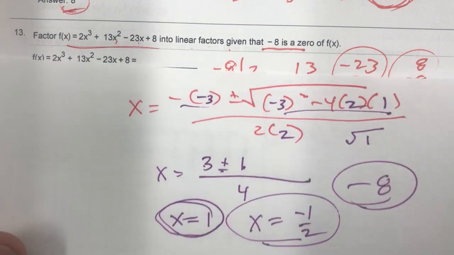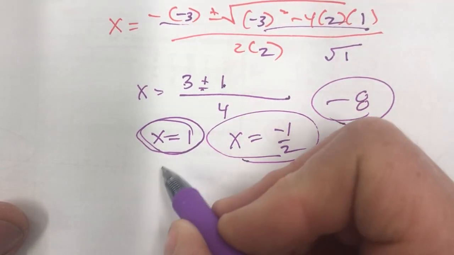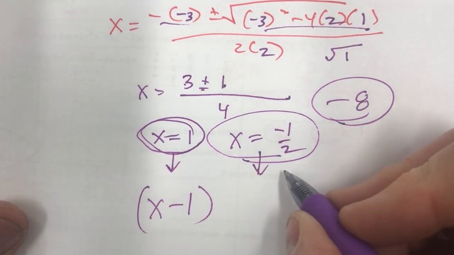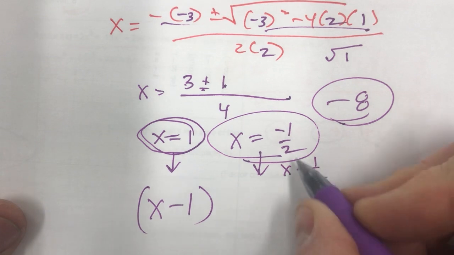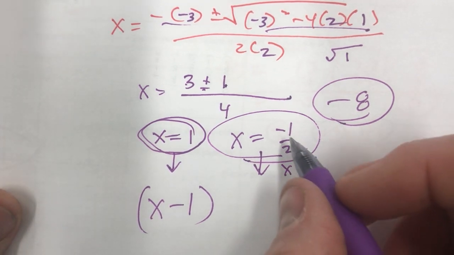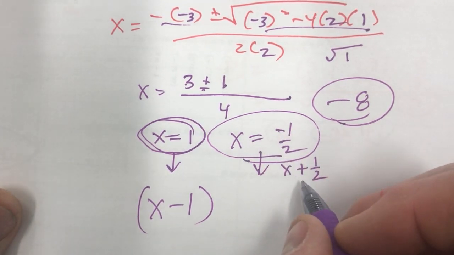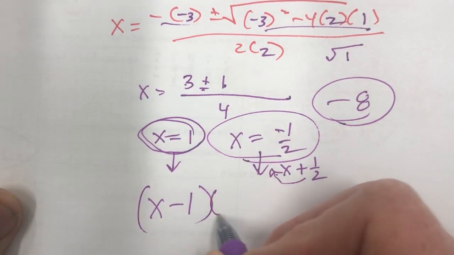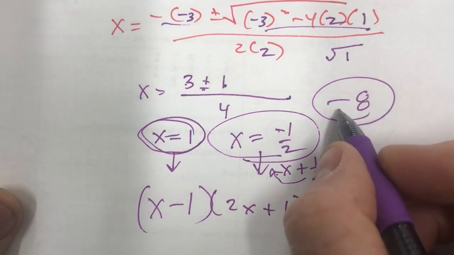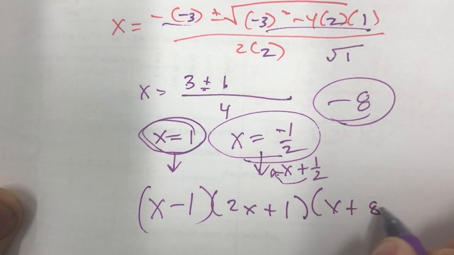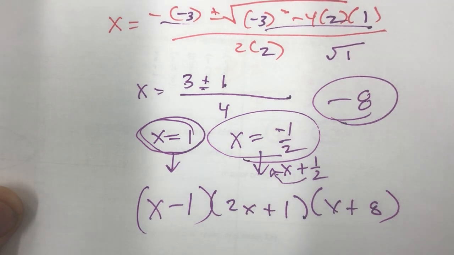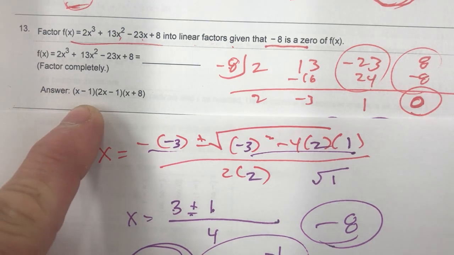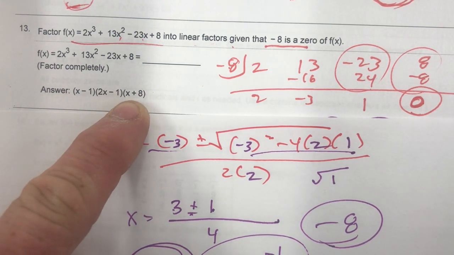All right, it wants me to put this in factors. So right here, my factor for this is x minus 1. Right here, my factor for this is going to be x plus 1/2, but we don't usually have fractions in my factors. So I just multiply both of these by 2, or just slide the 2 over actually. 2x plus 1. And then right there, this is going to be x plus 8. And those are my factors. And there you go. You see them right there. X minus 1, 2x minus 1, x plus 8. We're in good shape.